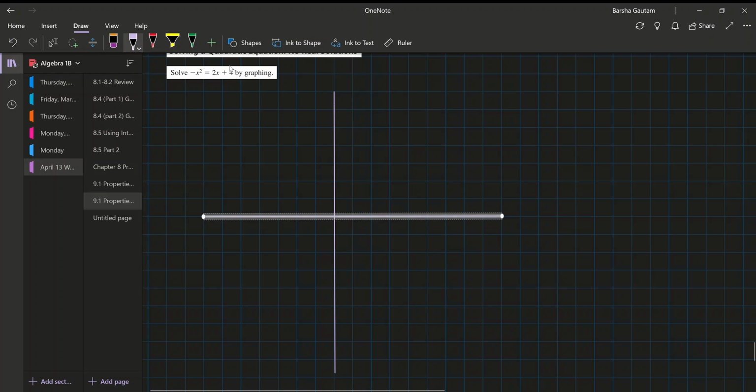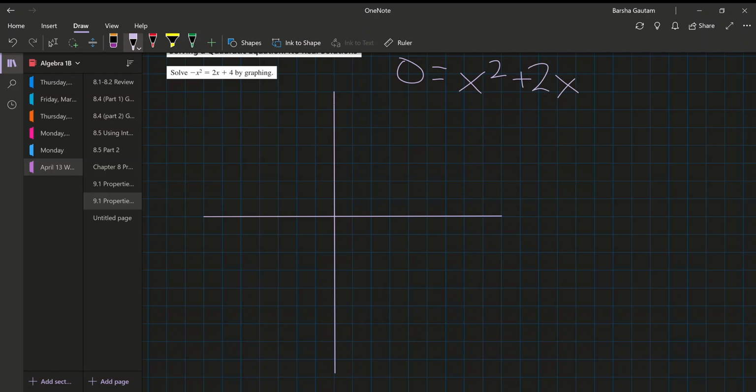Alright, so yes, it is not in standard form. So we're going to have to go ahead and fix that. What we're going to do is move negative x squared to the right side. We want a positive x squared, we do not want a negative one, so we're going to move that to the right side. So we're left with 0 is equal to x squared plus 2x plus 4.